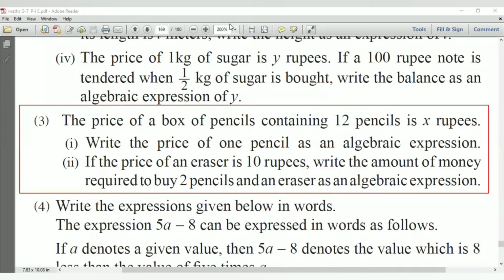Let's see another example question in creating algebraic expressions. Let's go to another question. First, the price of a box of pencils containing 12 pencils is X rupees.